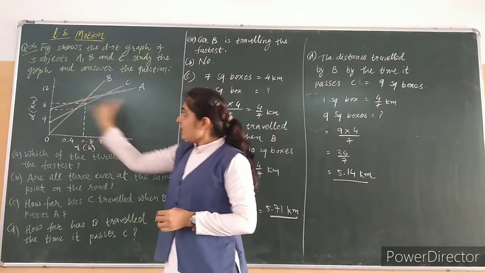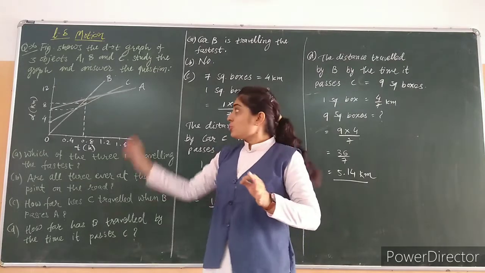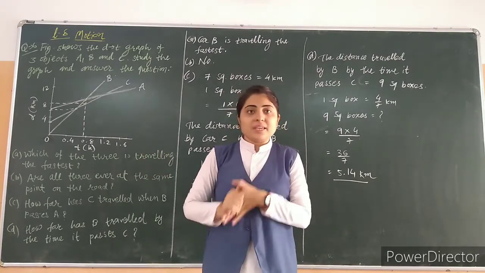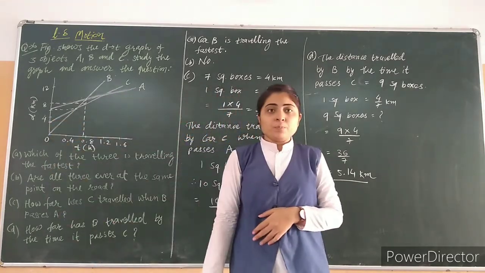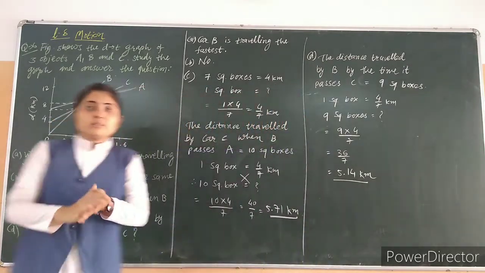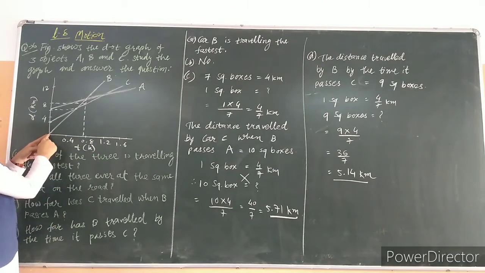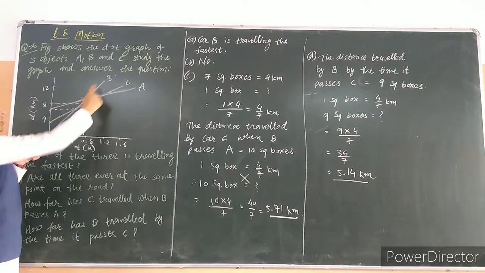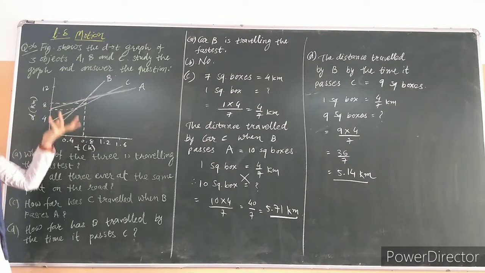Now, these 3 straight lines show the motion of 3 objects A, B and C. Okay, one is for B, C and another is for A. So when the observation starts at the 0 point, the B object starts. The distance changes with time, so it is traveling, the same as A and C. So see the following questions.